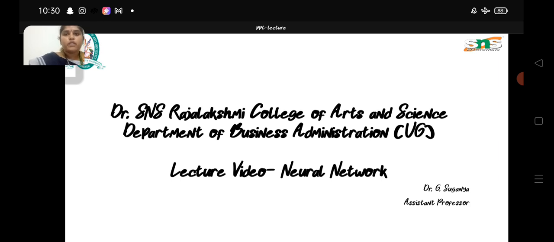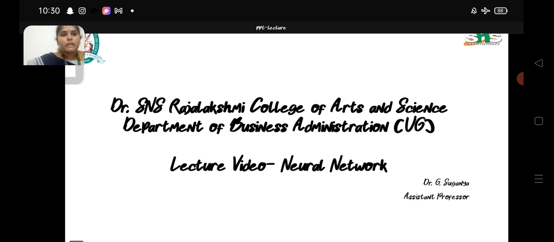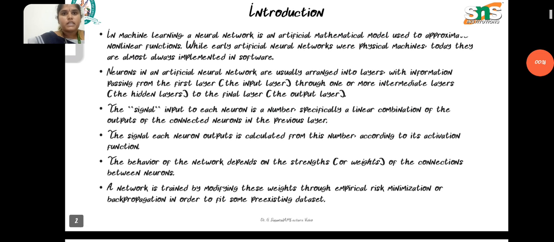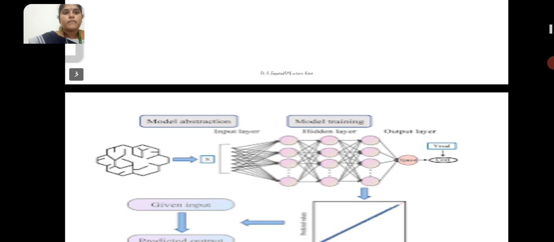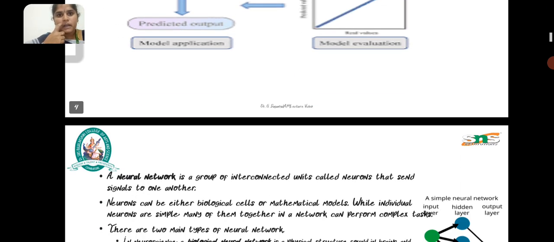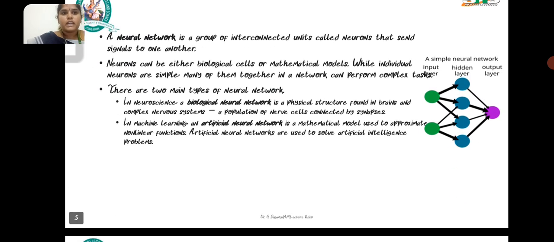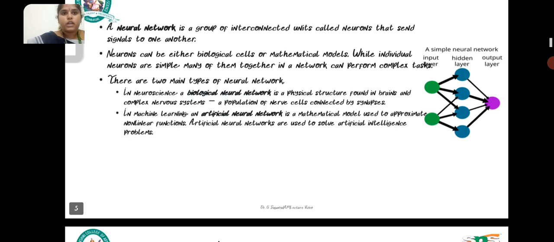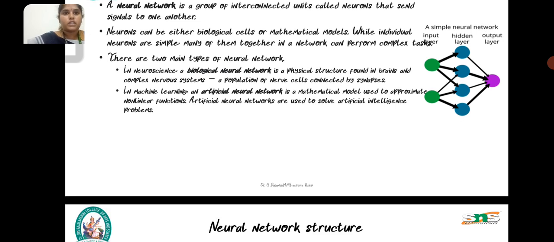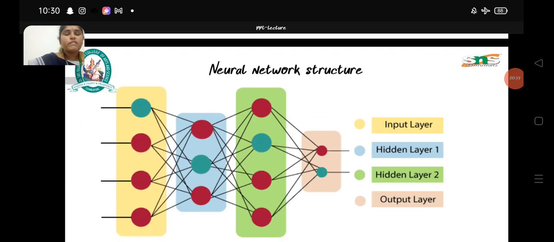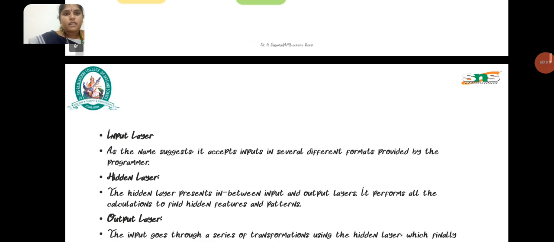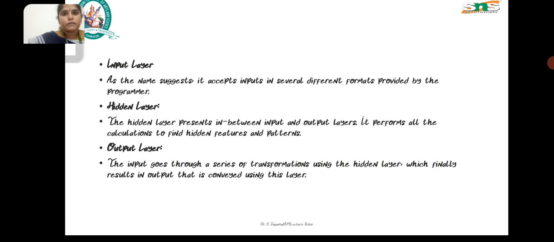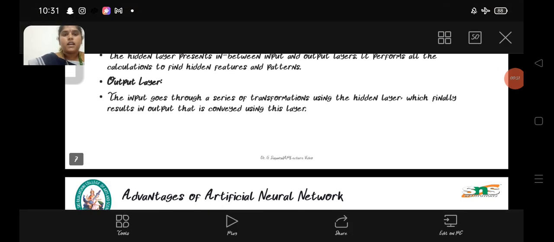In this video, we are going to see about neural network advantages and disadvantages. In my previous video, we discussed what is meant by neural network and how it is useful in real world applications, the procedures involved, the structure of the neural network, and the two major types of neural network, that is the biological neural network and the artificial neural network. We also moved on to the structure and the layers, what is meant by input layer, hidden layer and output layer.